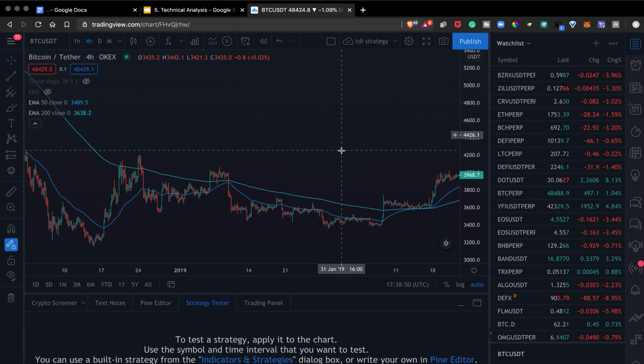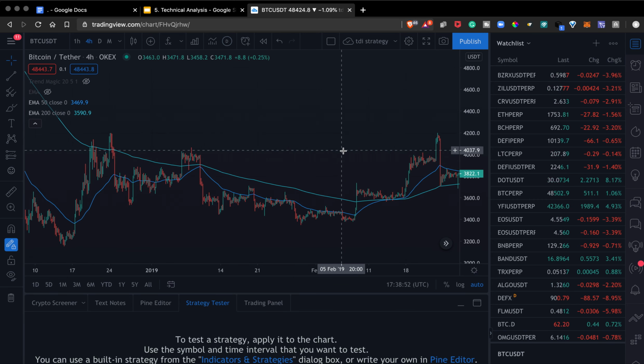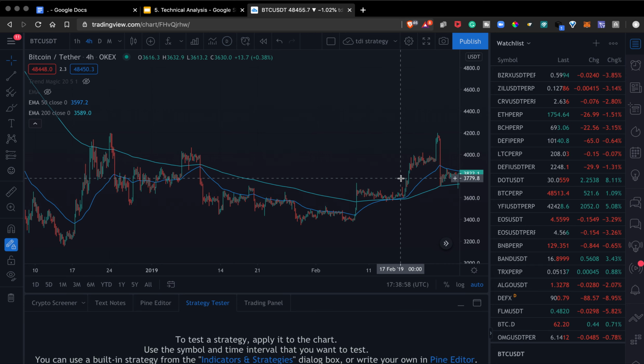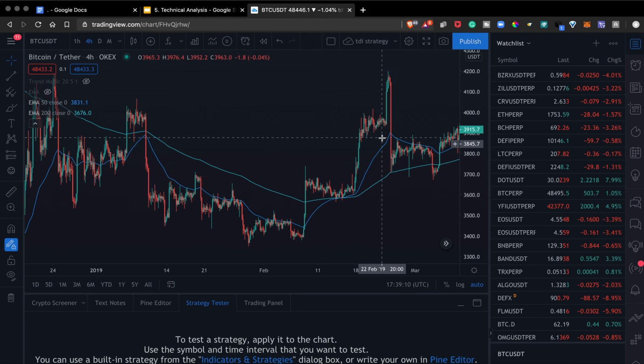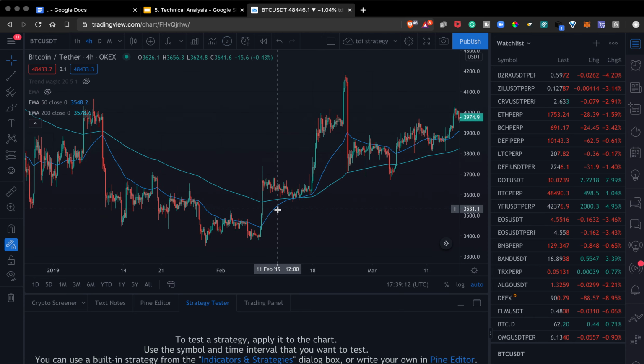But let's see what happens when the 50 EMA crosses above the 200 EMA. When the 50 EMA crosses above the 200 EMA, what that signals to you is that we are about to enter into an uptrend, right? It's telling you that the market is about to go up. So that could be a buy signal, right? So this is the 50 EMA, it just crossed the 200 EMA. You can see price went up, right?